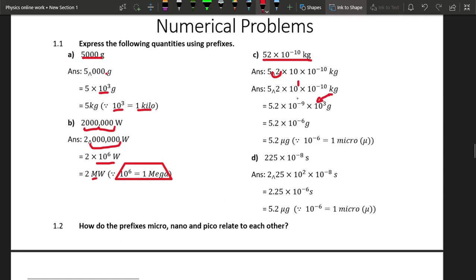Now when you solve this, 10 raised to power 1 into 10 raised to power minus 10 is 10 raised to power minus 9, and this kilo is 10 raised to power 3. When you solve these two, as bases are same, powers are added, so minus 9 plus 3 will be minus 6. So 5.2 into 10 raised to power minus 6, and we know that 10 raised to power minus 6 is micro, so it will be 5.2 micrograms.